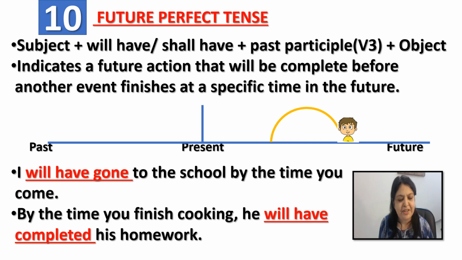By the time you finish cooking, he will have completed his homework. I will have gone to the school by the time you come. So there are two actions. One is you come and I will have gone to school. So पहला एक्शन है gone to school और दूसरा एक्शन है you come. So पहले एक्शन में हम लगाएंगे will have gone to school.